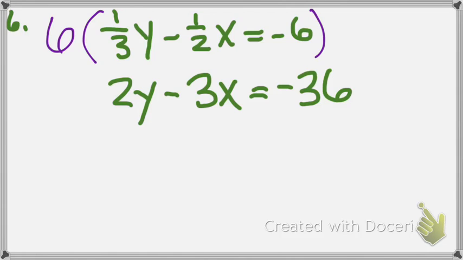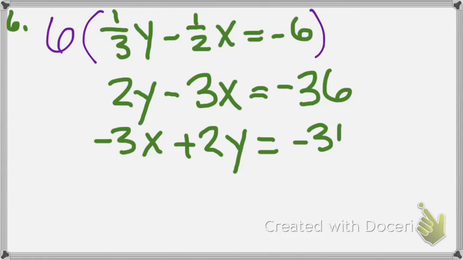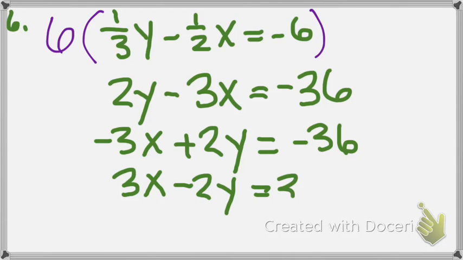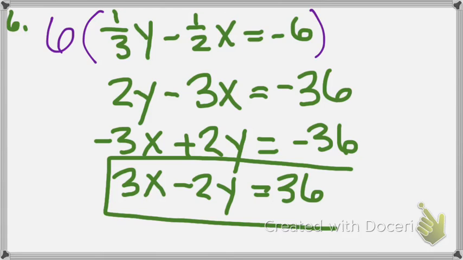We need to use our commutative property to move our x to the front and then get rid of our negative by dividing everything by negative 1. This changes all of our signs. 3x minus 2y equals 36.